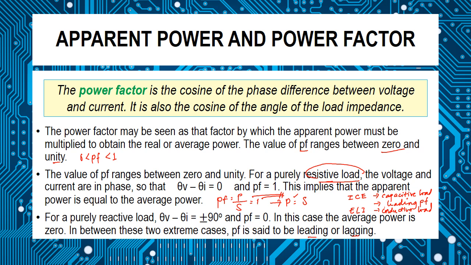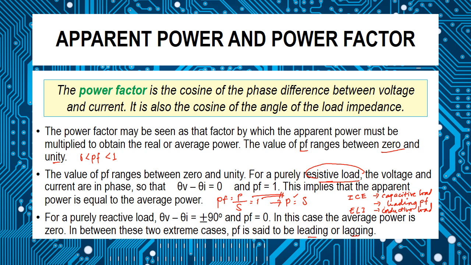The value of PF ranges between 0 and unity. For a purely resistive load, the voltage and current are in phase, so that theta V minus theta I is equal to 0, and our power factor is equal to 1 for resistive load. This implies that the apparent power is equal to the average power, since the power factor is equal to the average power over apparent power. And if this is equal to 1, therefore, the average power is equal to the apparent power.